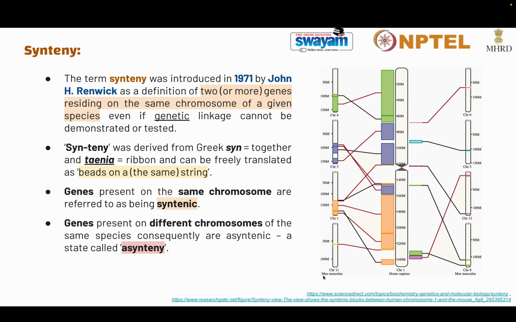So in this, if you see carefully, chromosome 11 of mouse and chromosome 8 of mouse contain certain genes, and all these genes are present in the same chromosome in human, that is chromosome 1. So if these four genes which are present in the same chromosome in Mus musculus are present in the same chromosome in human also, then these genes will be the syntenic genes. Similarly, all these genes are also present in humans, so these genes will be syntenic to these gene pairs. That means all these genes are present on the same chromosome, so that's why they are syntenic.